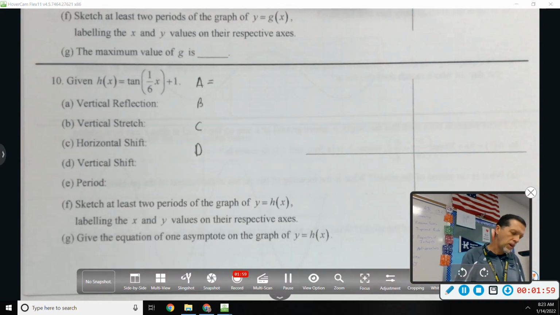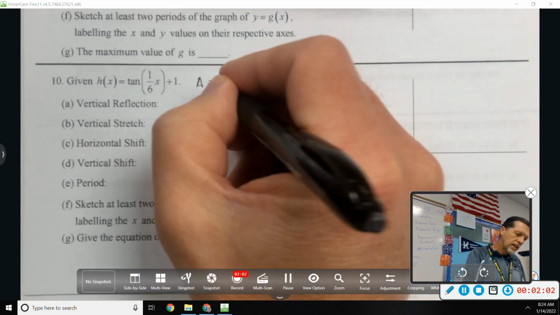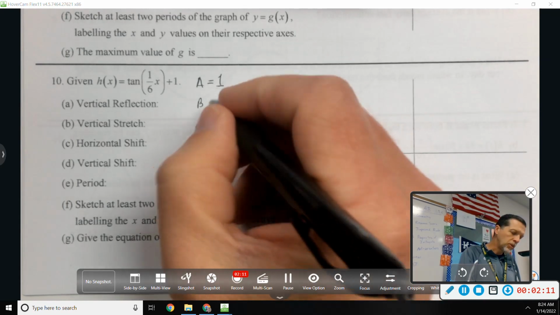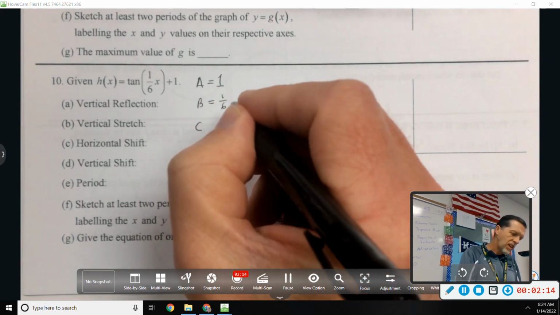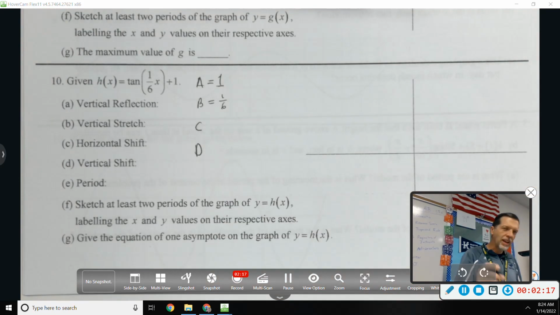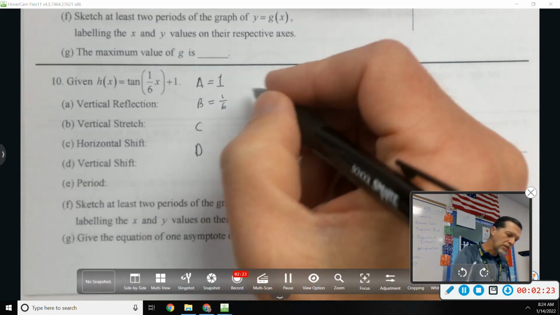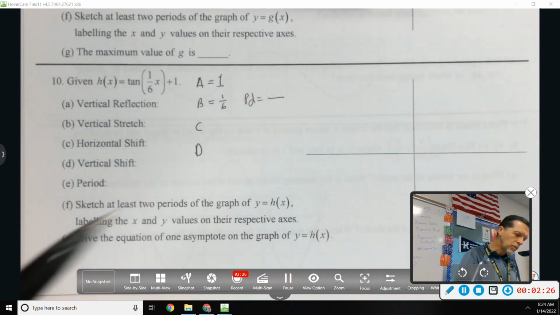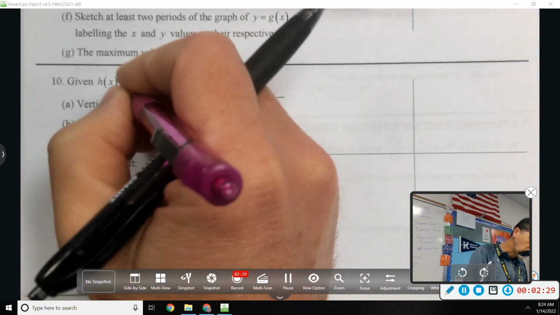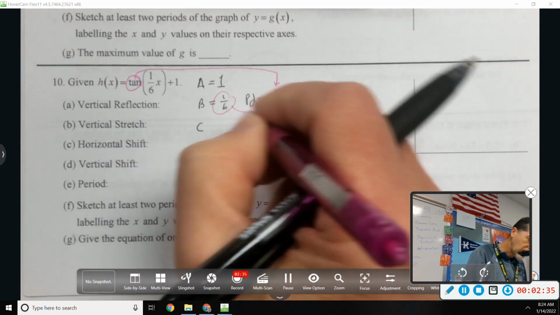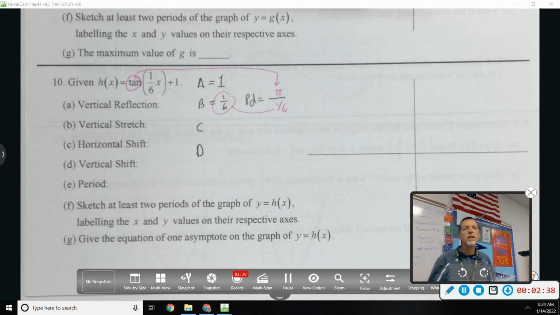What's A equal to in this problem? 1. It's always going to be 1 for tangent, because if you stretch a tangent, you can't really tell that you stretched a tangent. So it doesn't really matter. A will be 1. What's B equal to? 1/6. We can take the detour for period now, or we can find C and D. While we're thinking about it, period is normal period. What's the normal period for tangent? Pi. Divided by 1/6. So what's pi divided by 1/6? 6 pi.